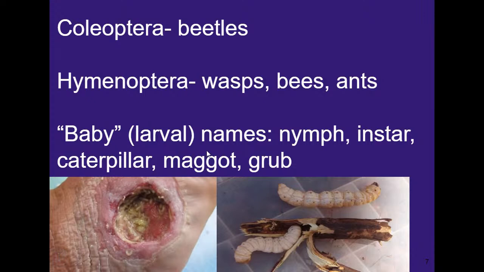Maggots are baby flies. Grubs are usually baby beetles. And some of those beetle grubs can get quite large. These are beetle grubs and, from another aspect, maggots. These are fly maggots that are being used in a medical application. They're still used to clean hard-to-heal wounds, diabetic ulcers, and bed sores. They may still use maggots to do a debridement to clean hard-to-heal wounds. So they're medically important still.